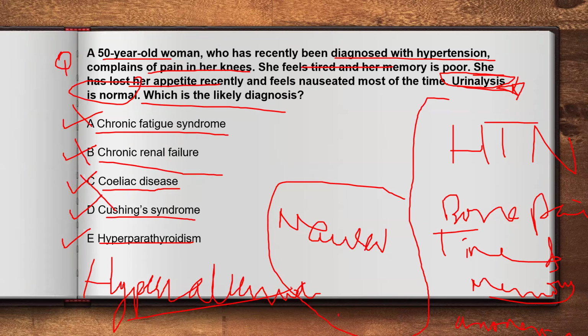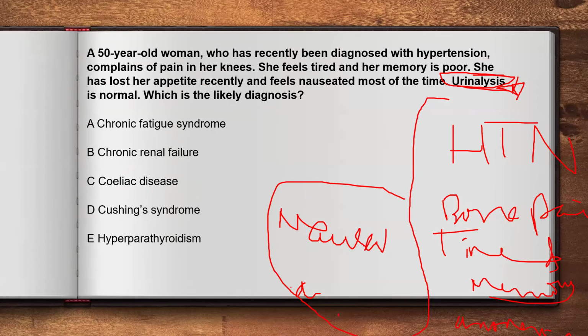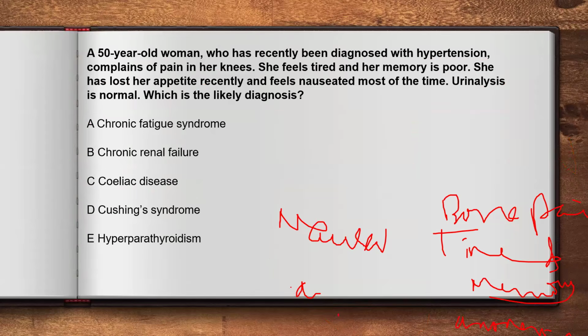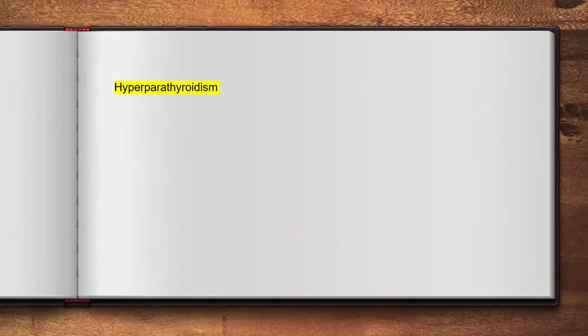Bone moans, groans, and psychiatric tones, right? So these are the symptoms of hypercalcemia associated with hyperparathyroidism. Everyone agrees with that. So high blood pressure because of the hypercalcemia, bone pains, tiredness and fatigue. It does cause psychiatric overtones, which is memory is poor, nausea, vomiting, abdominal groans. All right. So this is hyperparathyroidism.